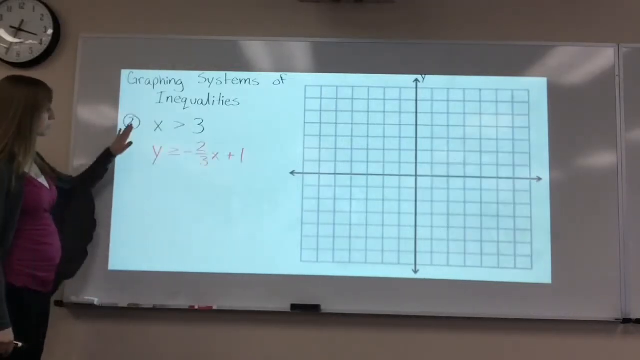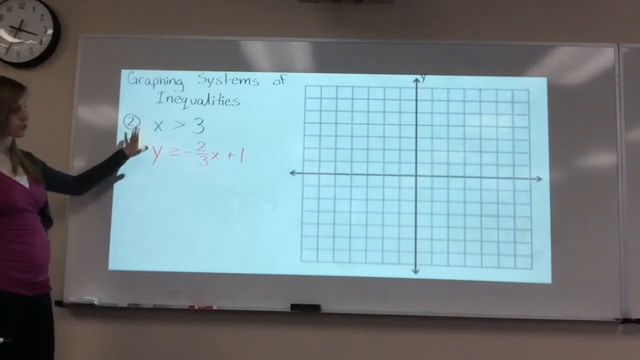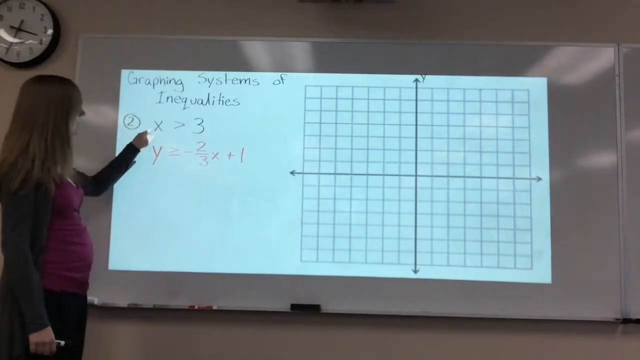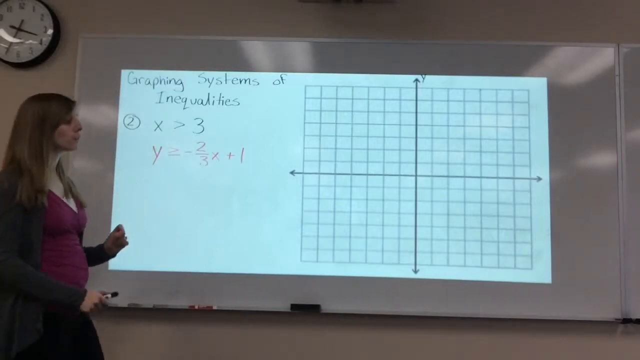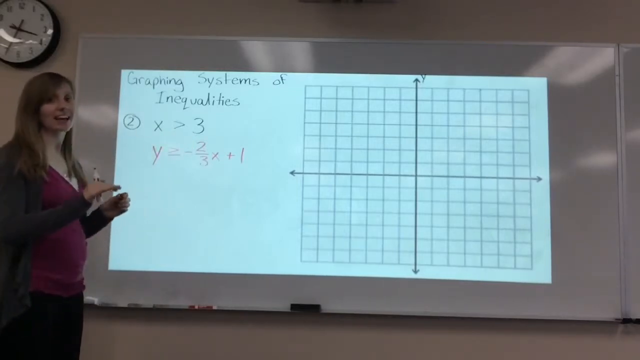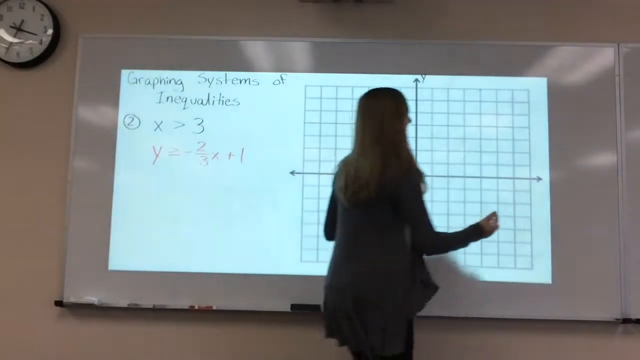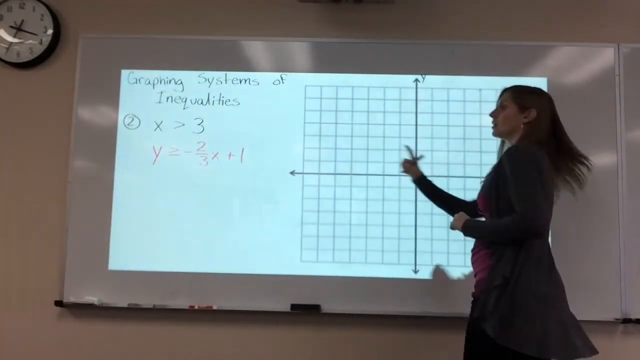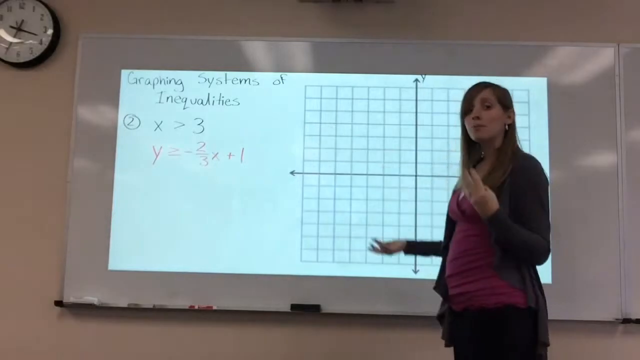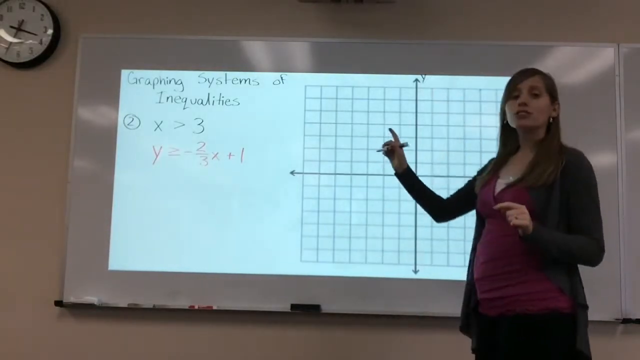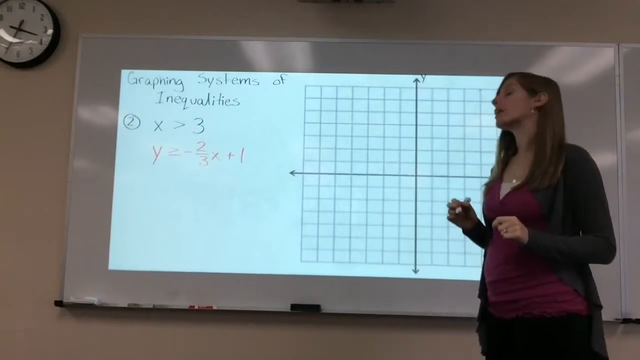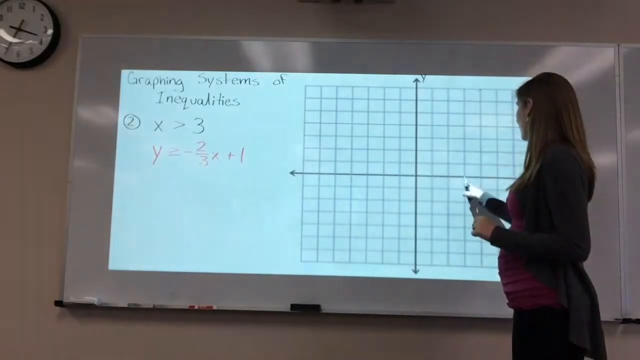For problem number 2, our first inequality, which is what we'll graph first, is x is greater than 3. Now remember, for these are the only ones you're allowed to start on the x-axis first, because that's the only variable we have. You must start on the x-axis, not on the y this time. So if x is greater than 3, we must go to where x is 3.